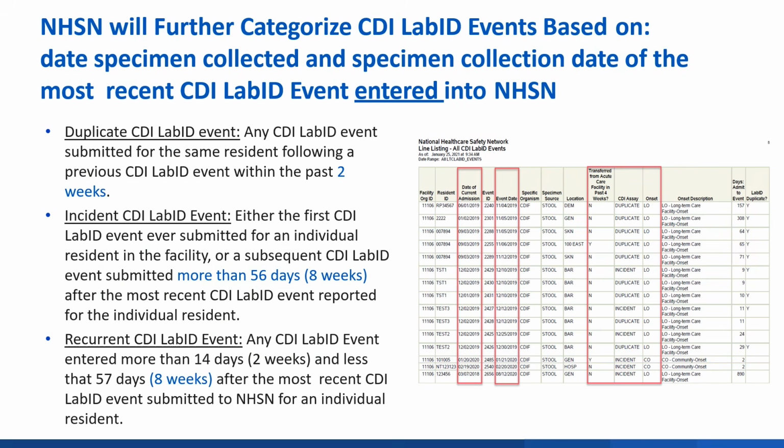There are analysis reports built into NHSN that will allow you to see a resident-level record of all entered LabID events and the NHSN assigned categorization. Here is an example of what you can expect to see. It is important to note that duplicate CDI LabID events will be excluded from rate calculations.